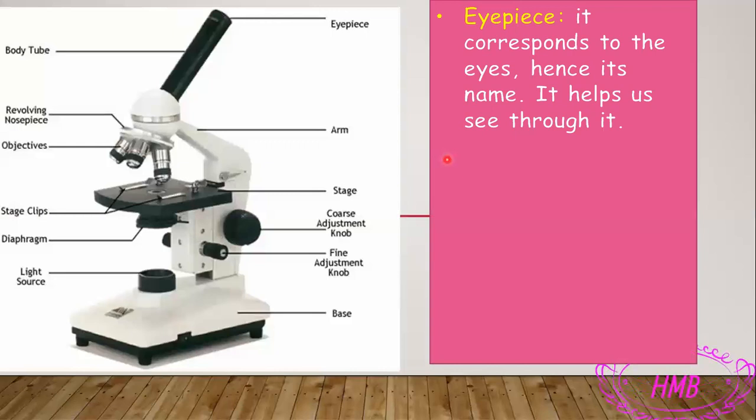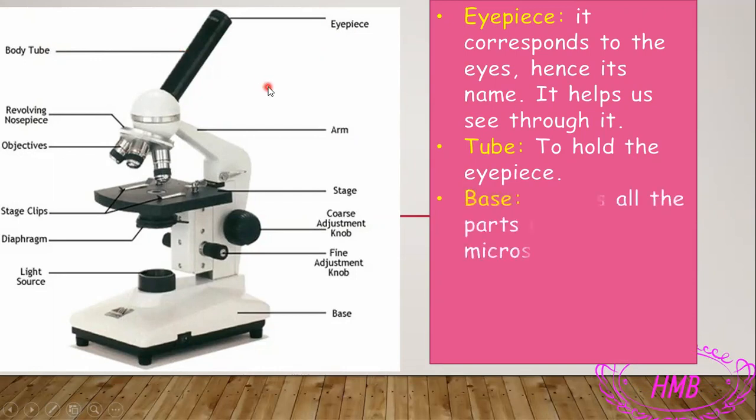Second part, we have the tube. This is the tube. This long part, this is the tube. And the function of this tube, why do I have this tube? To hold the eyepiece. I need a place to put the eyepiece in. So this place will be called tube.